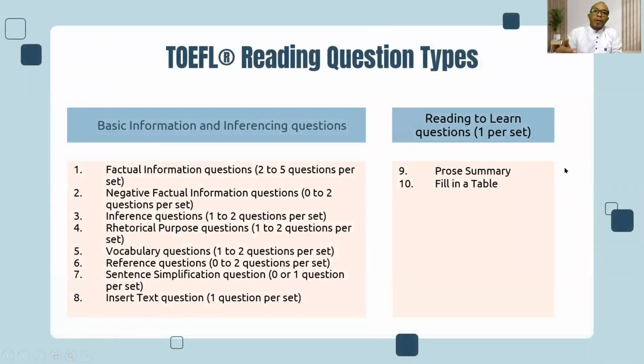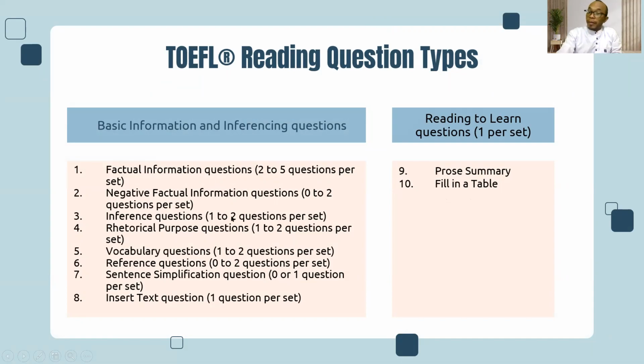Okay. Now, before we go on and see the questions one by one, let's have a quick review of the types of questions that we've learned together. So remember, in the reading section of the TOEFL iBT, there are two types of questions: the basic information and inferencing questions and the reading to learn questions, generally, right? Now, in each of these categories, there are more questions, of course. And here we have factual information, negative factual, inference, rhetorical, vocabulary questions, and so on. And on the reading to learn question types, we have prose summary and fill in the table.